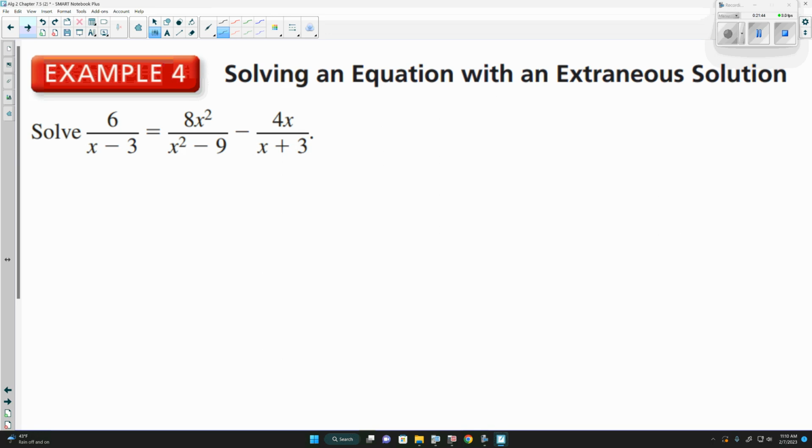Does anybody have an idea what the biggest giveaway is? Well, at the very top of the page. Solving an equation with an extraneous solution. We're going to have extraneous solutions. It kind of says it on the page. And for the test, I will have a spot that says check for extraneous solutions, kind of giving you a warning saying, hey, there might be extraneous solutions in here. Does that make sense? I'm going to give you a heads up on the test.